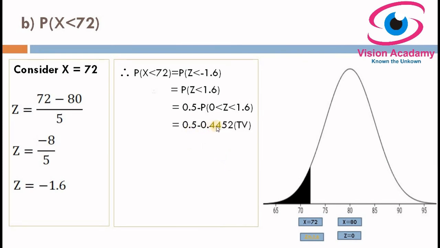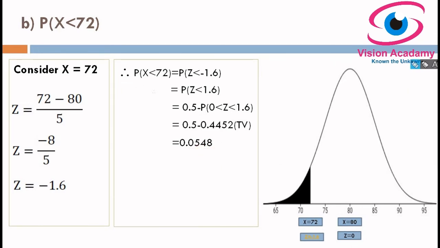So our interested area: 0.5 minus 0.4452, where 0.4452 is the table value. When I subtract that value, I get our interested area as 0.0548. This 0.0548 is purely the shaded area. So for x lesser than 72, the probability will be 0.0548.